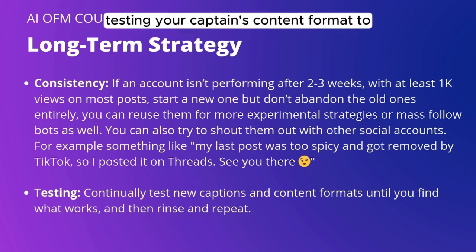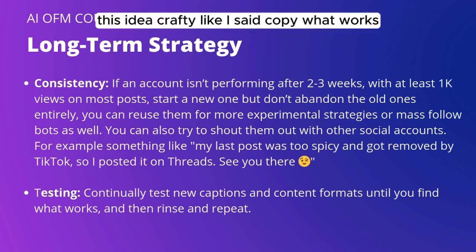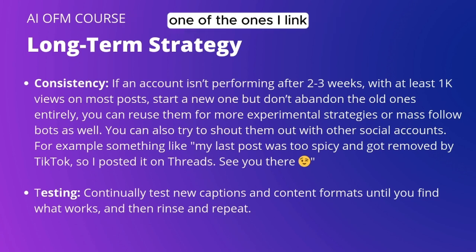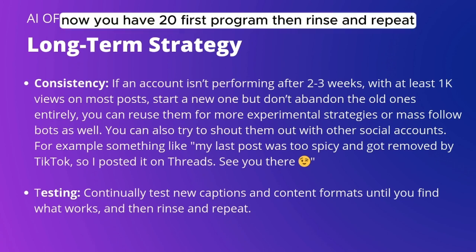And yeah, test new captions and content formats too. You find what works. Again, just be a bit crafty. Like I said, copy what works. For example, you go on one of the accounts I will link and look at the captions they write. What are the ones that are more viral and get more interactions, more comments, more likes? Copy it, paste it in ChatGPT, and ask, hey, give me 20 variations of this. Bam, there you go. Now you have 20 posts. Program them, rinse and repeat.